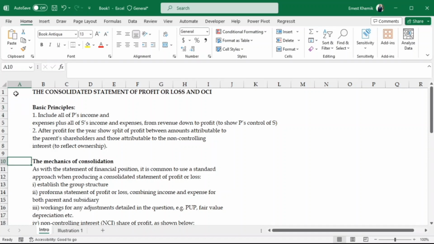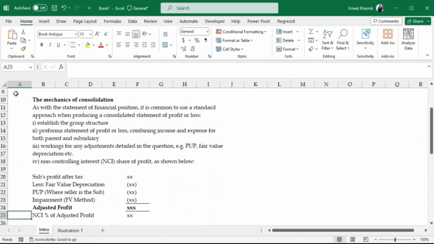Now let's go to the mechanics. Just as we have in the Consolidated Statement of Financial Position, with the Consolidated Statement of Profit or Loss, it is also common to use a standard approach. So what is the standard? As usual, just like we have in the consolidated balance sheet, we will establish the group structure. What is the group structure? We discussed it in our previous lessons.